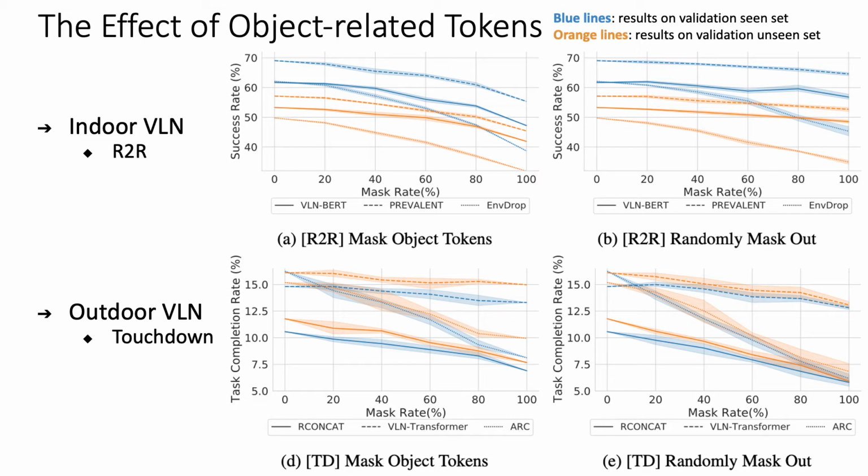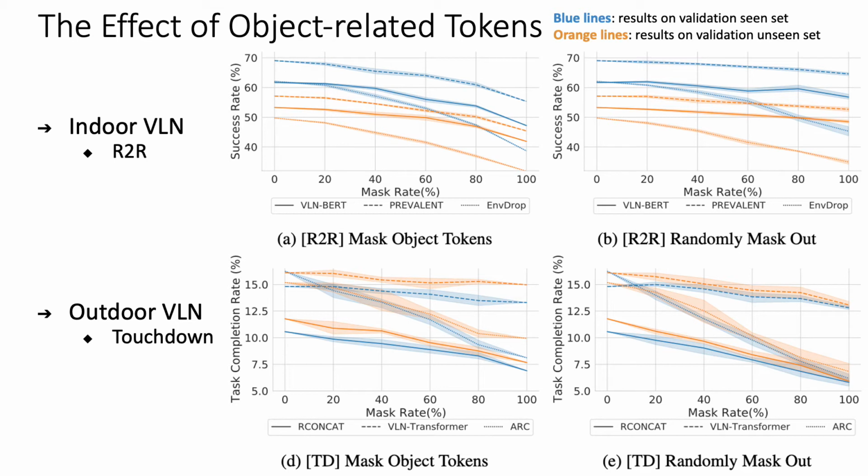Intuitively, with the increase of mask rate, all models' performance drops. And comparing figure A and figure B, masking out the object tokens results in more decrease in success rate than masking out random tokens. This holds true for all indoor agents on both validation sets with seen and unseen environments, which indicates that indoor agents indeed refer to object tokens in R2R instructions during navigation.